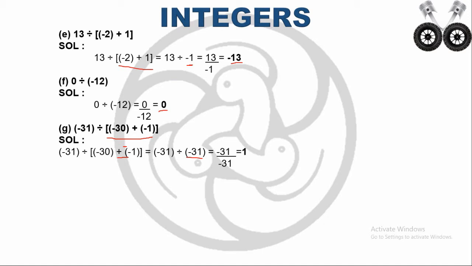So minus 31 divided by minus 31. The minus 31 and 31 cancel. The two integers have the same sign, so I have to put the positive sign. So the answer is 1.